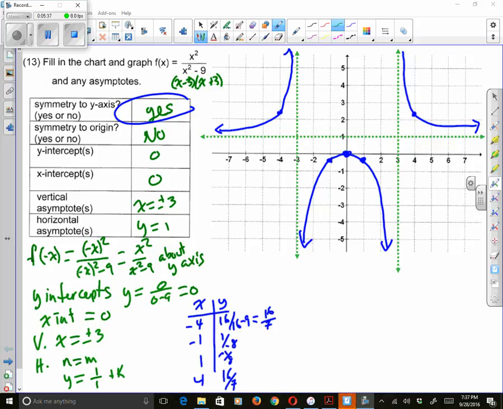Last thing we probably should get in the habit of doing is labeling our asymptotes. X equals negative 3, x equals positive 3, y equals 1. And done.